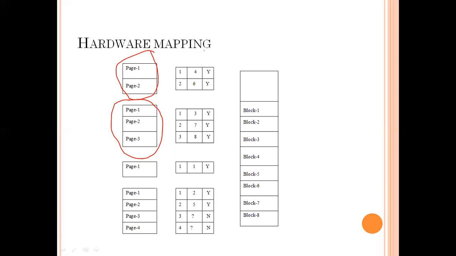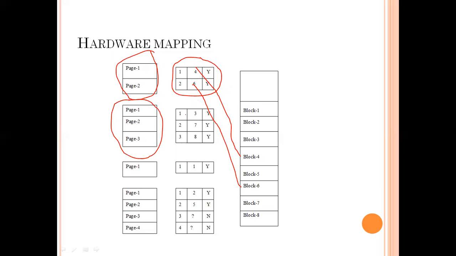Then this box indicates the page map table for job 1. How many pages are there? 2 pages. It is telling that the first page is in the 4th block, that means this page is kept in the 4th block. Then the second page is available in the 6th block. You can see the status for these 2 pages is Y, meaning they are available in the physical memory.